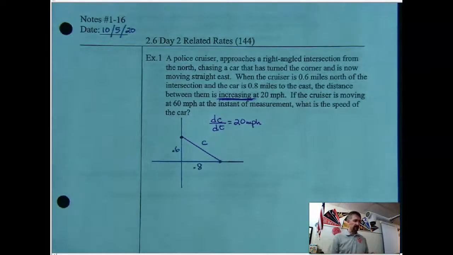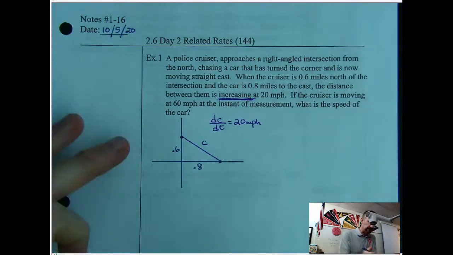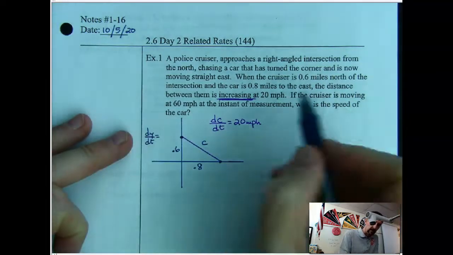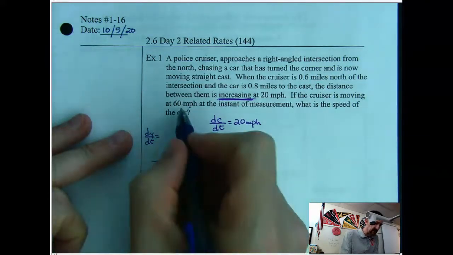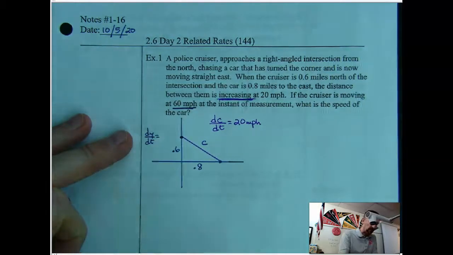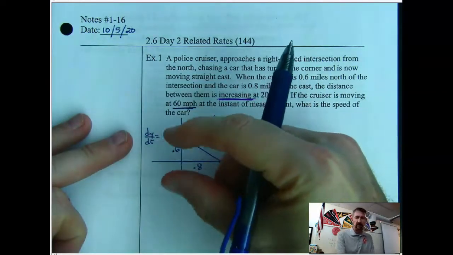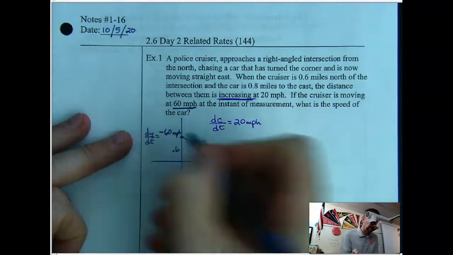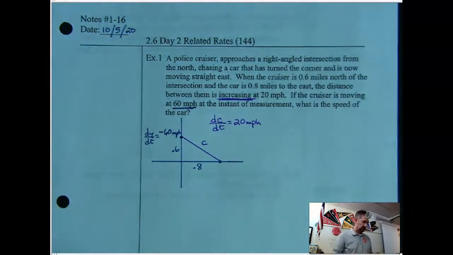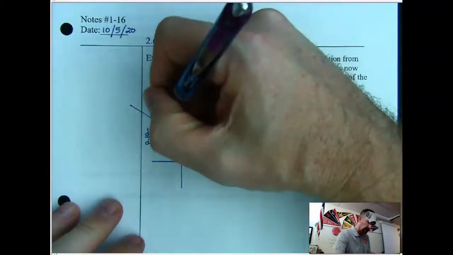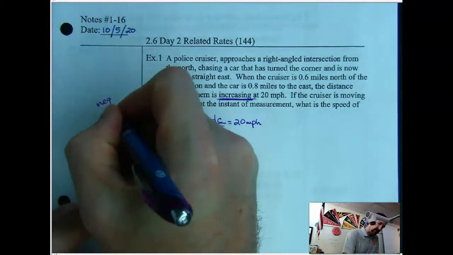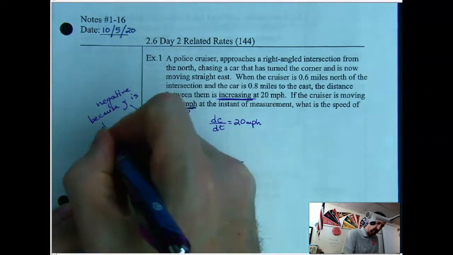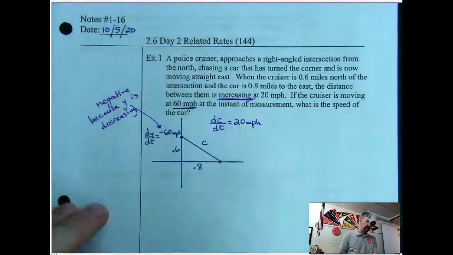Okay, the cruiser is moving at 60 miles an hour. So I'm going to call this y. So dy/dt is moving at 60 miles per hour. But the y is decreasing. So it's changing by negative 60 miles per hour. Okay? And so, a little note on here, negative, because y is decreasing. All right.